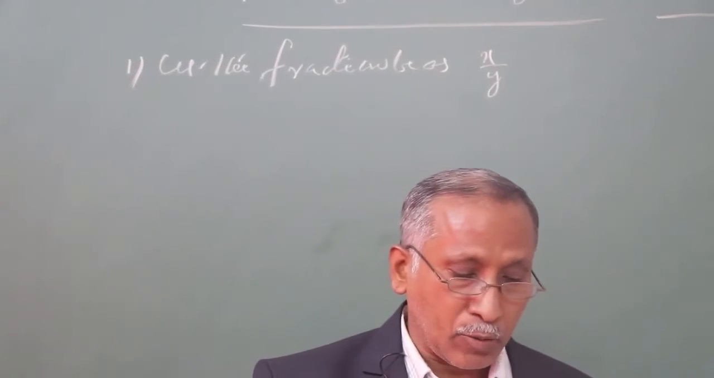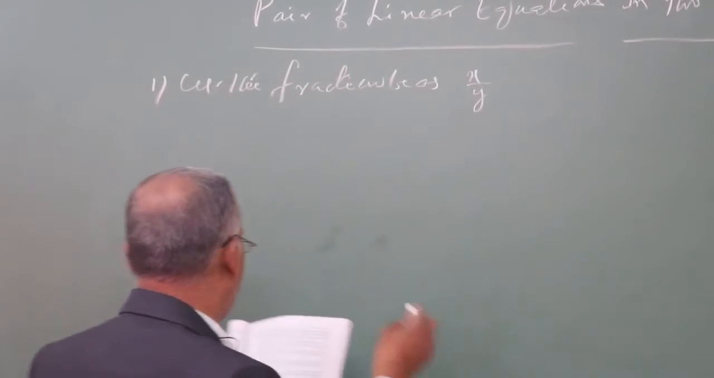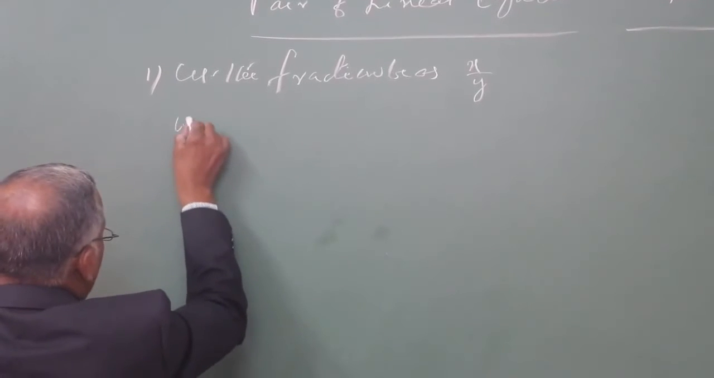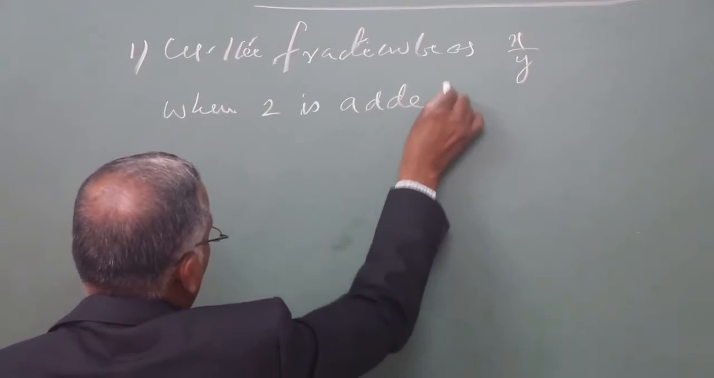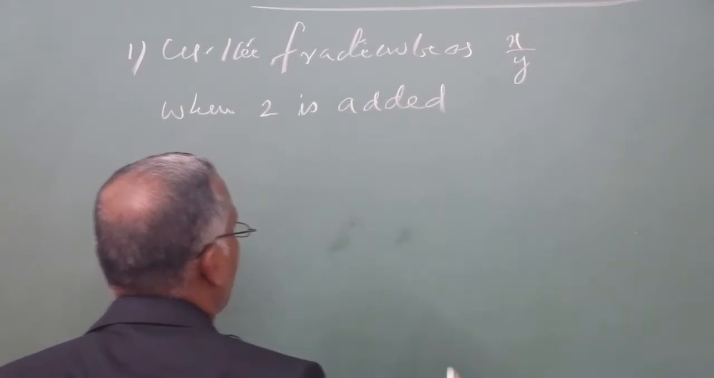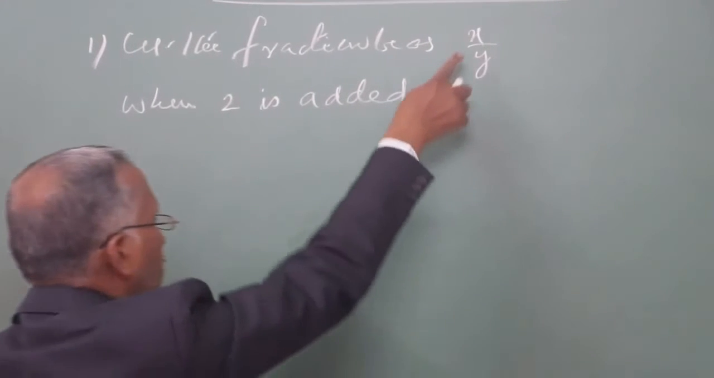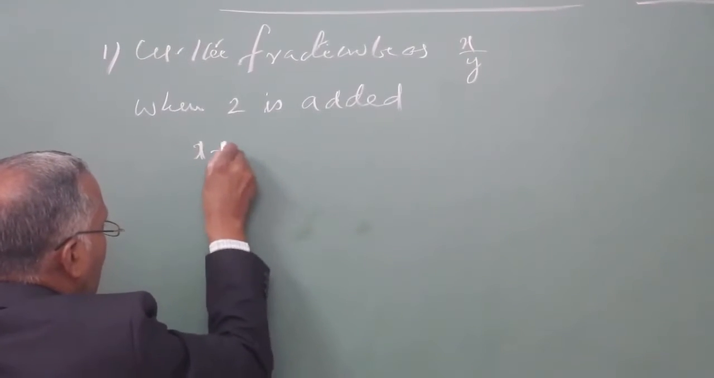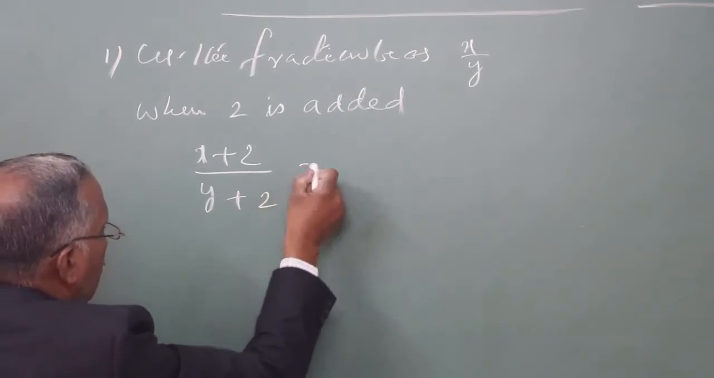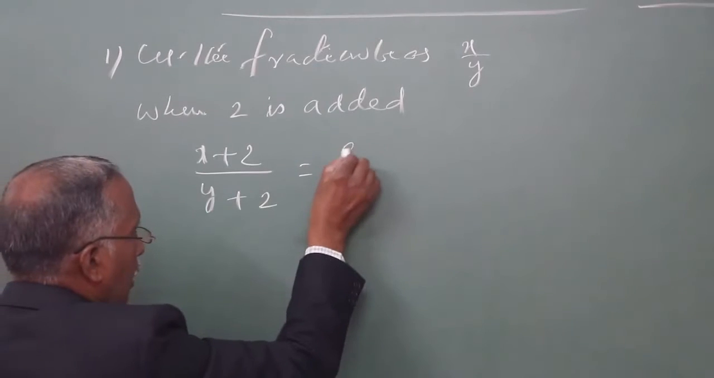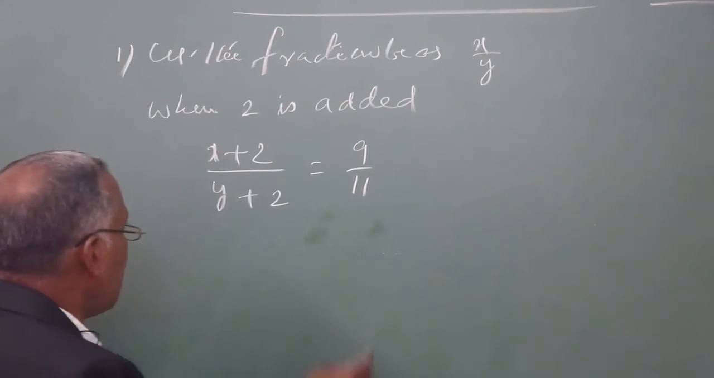If 2 is added to both the numerator and denominator, it becomes 9 by 11. When 2 is added to both the numerator and denominator, then the fraction becomes 9 by 11, they have given. Therefore, 2 is to be added to the numerator and the denominator: x plus 2 by y plus 2 becomes 9 by 11. Let us do the cross multiplication.